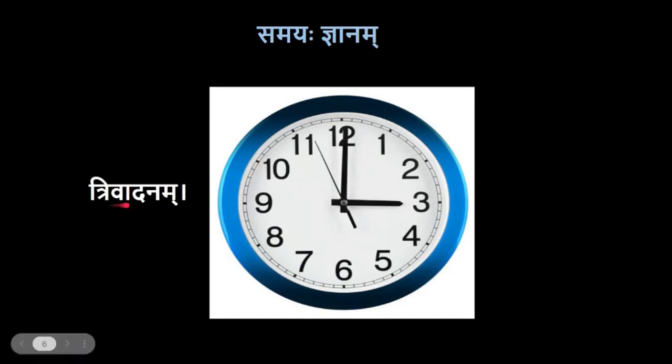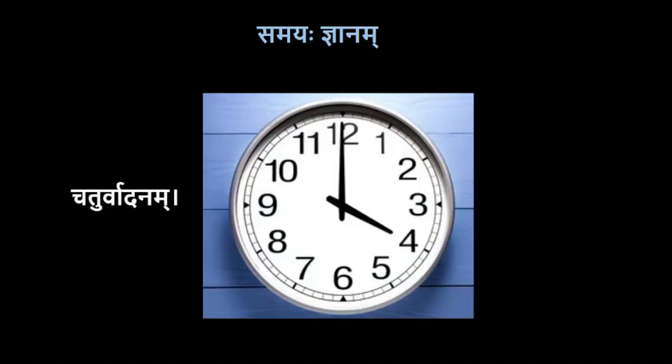Trivadanam. Tri means 3. The hour hand, that is Hora, is on 3. The minute hand, Nimeshaha, is on 12. So we can clearly say that it is 3 o'clock. Chaturvadanam. Chatur, as we know, is 4. So the hour hand is on 4. Hour hand is Hora. And the minute hand, that is Nimeshaha, is on 12. So it is 4 o'clock.